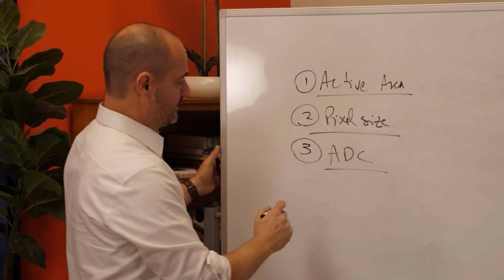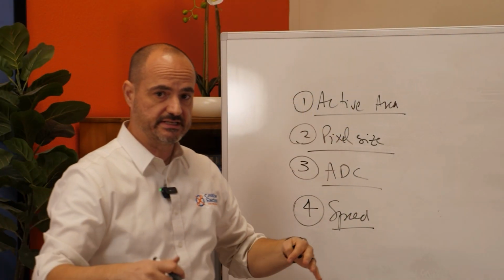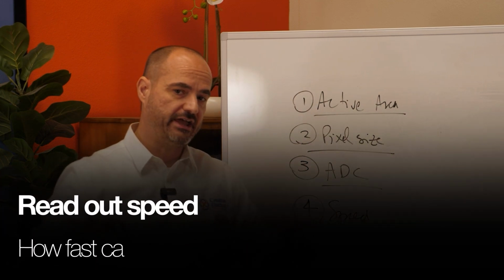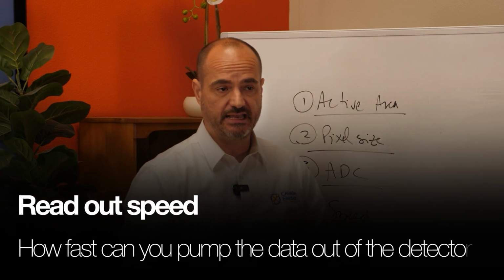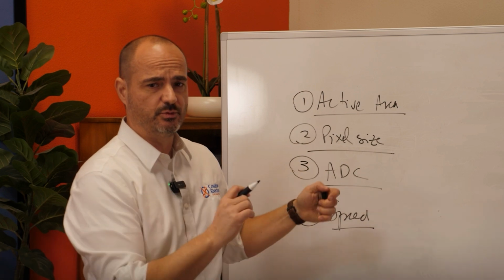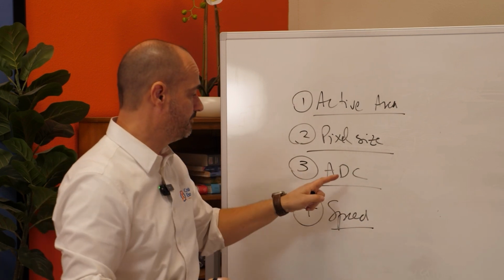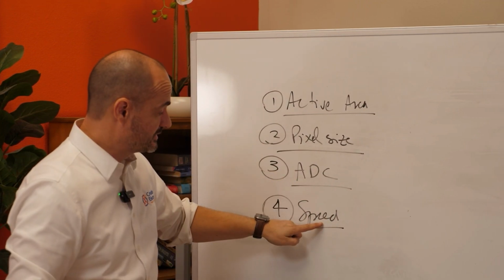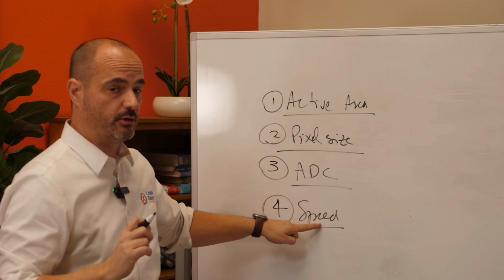The last parameter we talked about is speed. And this speed here is a readout speed. You're collecting a lot of data coming from these detectors, and readout speed is how fast you can pump that data out of the detector. Especially larger detectors or really small-pixel detectors have a lot of pixels, a lot of bits that have to be transmitted. And as a result, speed becomes a really, really critical parameter.